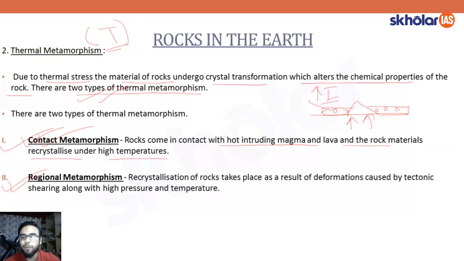What is regional metamorphism? Recrystallization of rock takes place as a result of deformation caused by tectonic shearing along with high pressure and temperature. So what is tectonic shearing? Tectonic shearing is nothing but, if you go to the convergent boundary in the plate tectonics theory, how many types of boundaries were there?